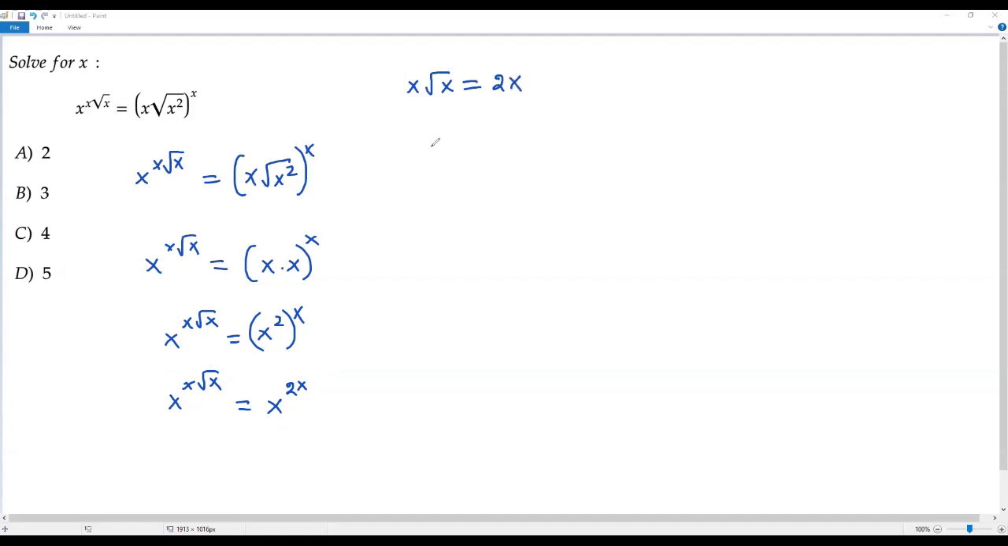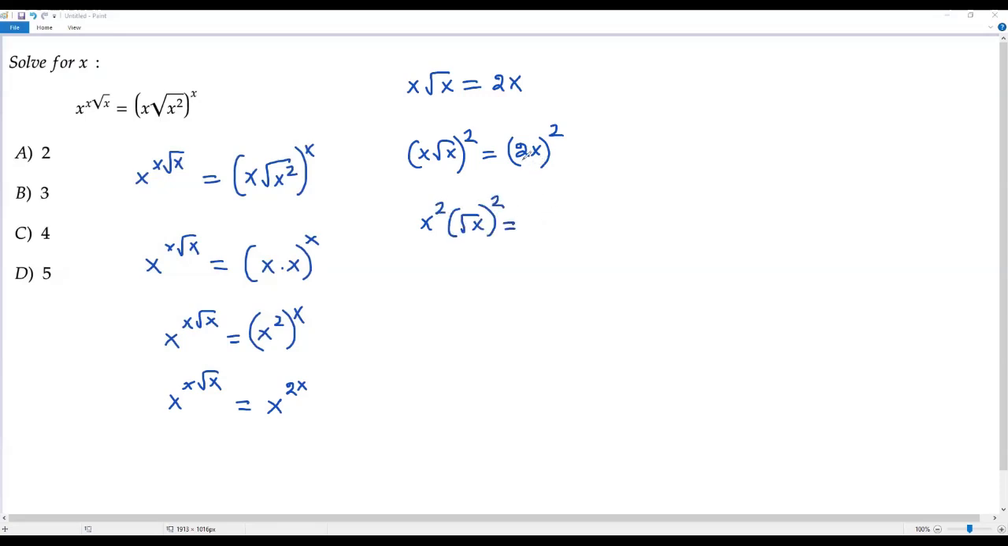My next step is to square both sides to get rid of the square root over here. Let me square both sides. Then I'm getting x times square root of x, the whole square, equals 2x, the whole square. Now two quantities are multiplied and we have the common exponent. Whenever that happens, the exponent can be distributed to each quantity and we multiply the results. Then I'm getting x squared times square root of x, the whole square.